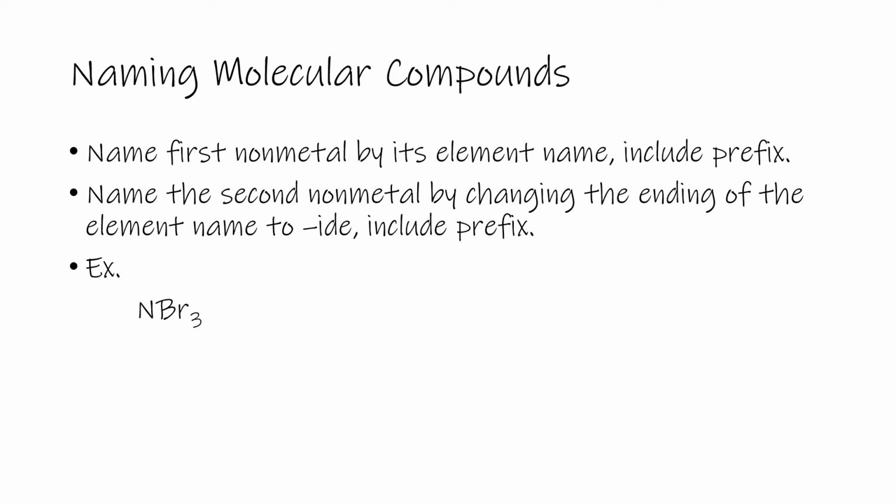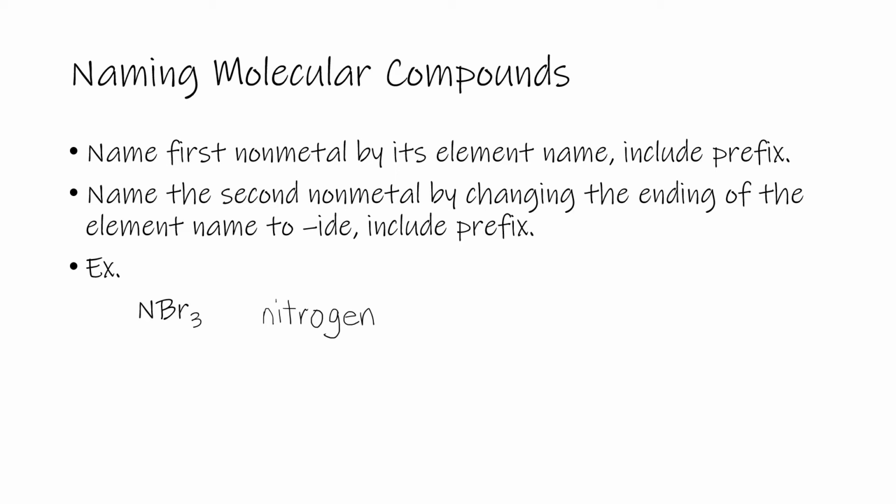The first one is NBr3, and so to name that, we're simply going to name the first element there, and N stands for nitrogen. There is not a subscript, so we have an understood 1. So we don't need a prefix. So the first name is simply nitrogen.